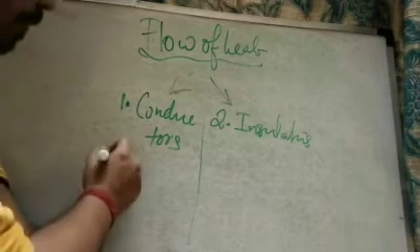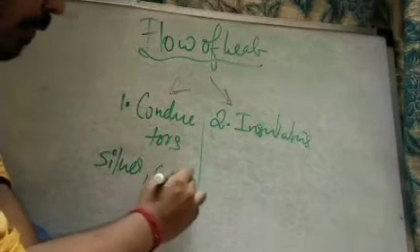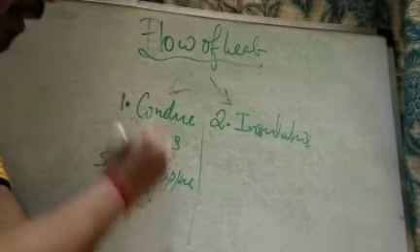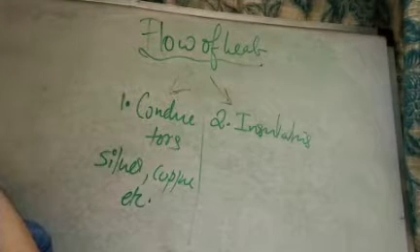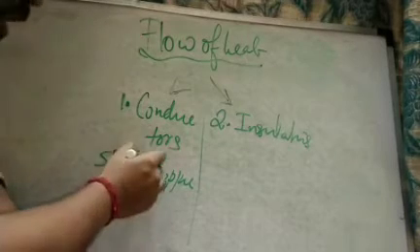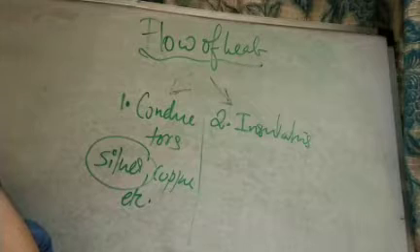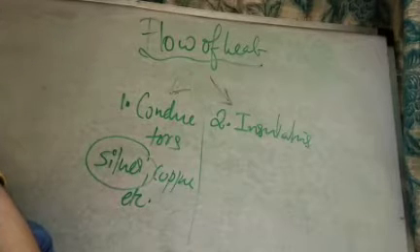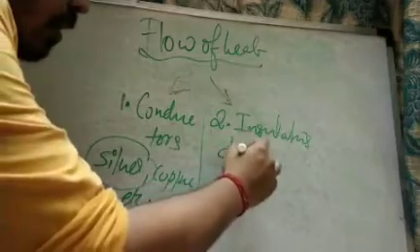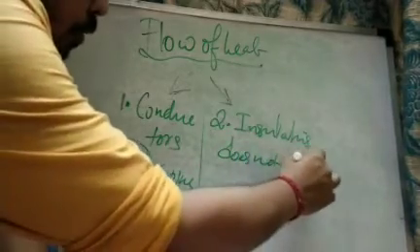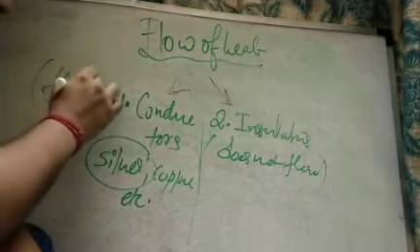For example, silver, copper, etc. Generally, we say that metals are good conductors. Out of these metals, silver is the best conductor of heat. The substances through which heat does not flow. And through conductors, heat flows.